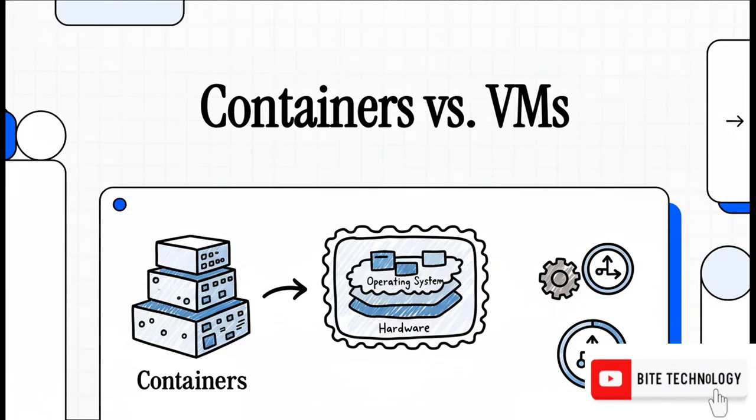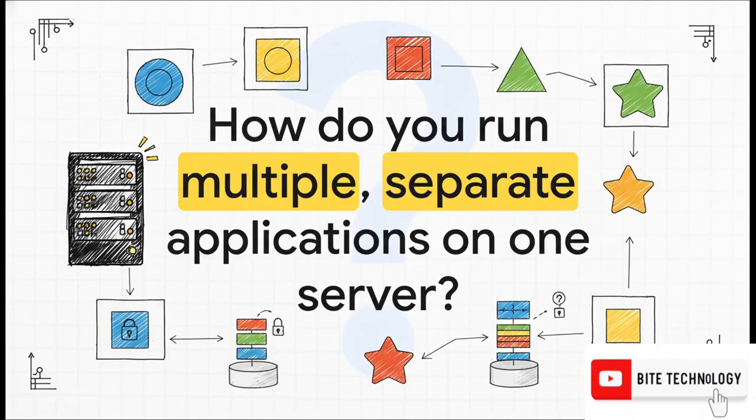Welcome to The Explainer. Have you ever wondered how massive companies run thousands of different apps on their servers without everything just crashing into a chaotic mess? Well, you've come to the right place. Today, we're going to break down the two key technologies that make the modern internet possible: containers and virtual machines. We'll look at what they are, how they're different, and which one you should be thinking about for your next big project. All right, let's jump right into the big problem.